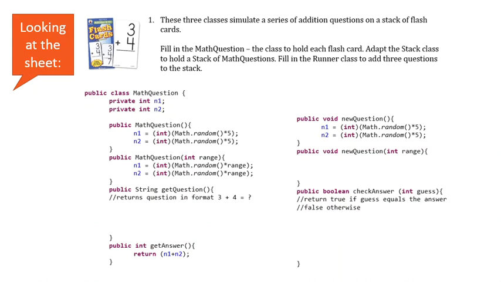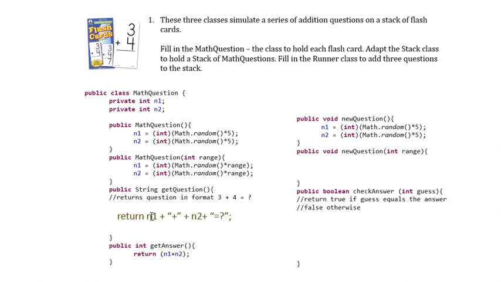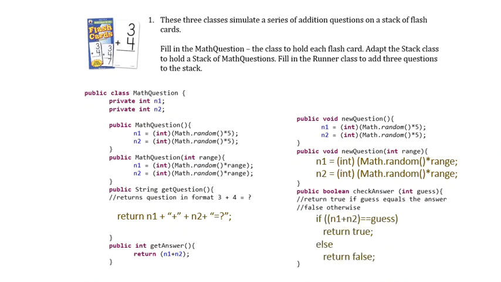Then the next thing you're going to do is you're going to have a get question, and it's going to be printed out in this format. So that would have us putting the 2 numbers in, then a plus sign, then an equals. For the new question with a range this time, it's going to be very similar to this code here, but we're going to put the range in so that it will give us 2 numbers with a range. So then check answer will get their guess. We have to check and see if the guess is equal to those 2 things added together. So if it is, we'll return true, otherwise we'll return false.